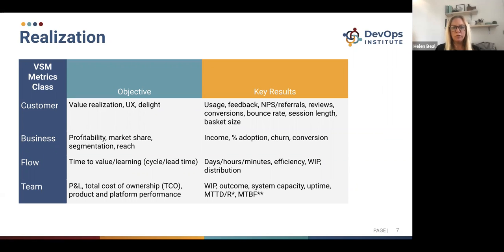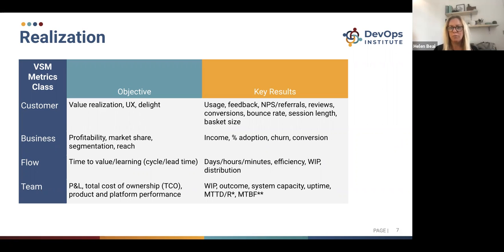We've got 4 different types or levels of OKR, and we've started, of course, with the customer, because everything we do in Lean and DevOps and value stream management is led by our focus on our customer. And if we elevate our customer and make our customer happy, everything else falls naturally into place. So example objectives that we might have for the customer are around things like value realization, the user experience, and then being delighted.